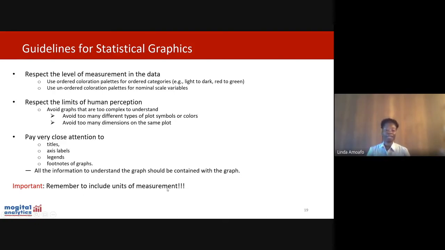If you're plotting age, say, is it age in years? Is it age in months? Is it age in days? You need to include what your unit of measurement is for the people to understand.